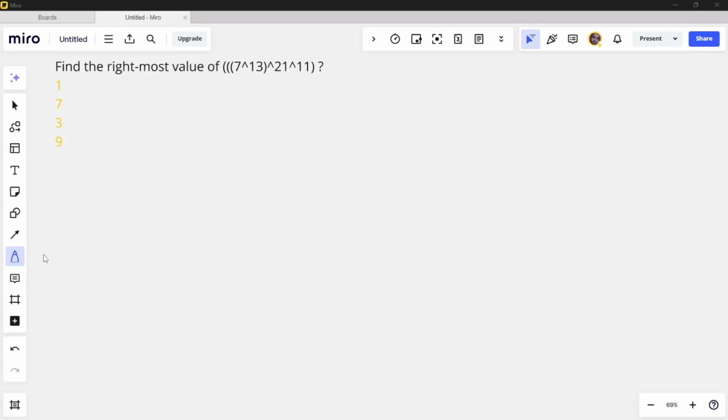So let me clarify: this question is based on the concept of power cycle. If you don't know the concept, it is recommended that you learn the concept first, and after that you can try to solve these types of questions. Okay, let's come to the question.